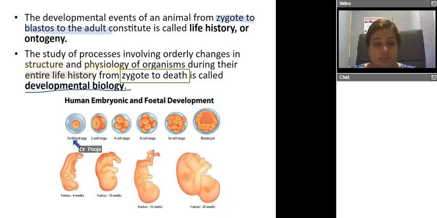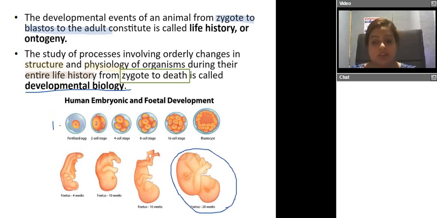As we can see in the image, there is a fertilized egg and a fully grown fetus of 20 weeks. This entire period, from the fertilized egg to the fully grown fetus, is the embryonic period. After this, the offspring comes out of the mother's womb and exhibits the post-embryonic development.